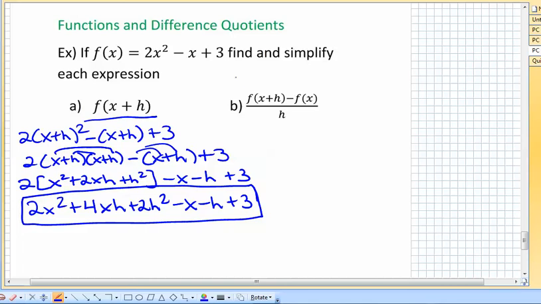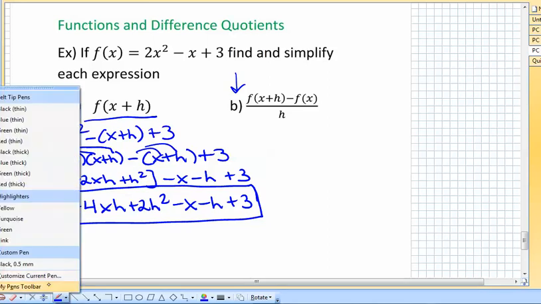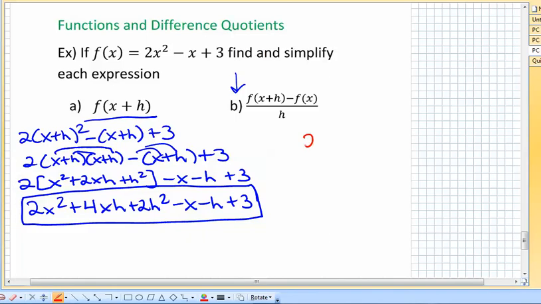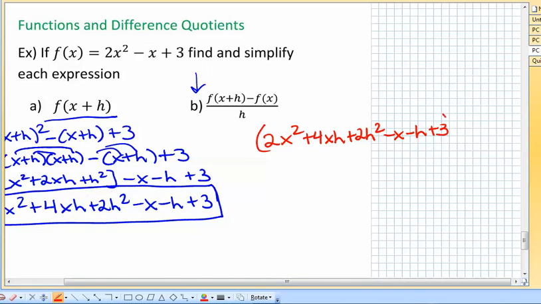So the main thing here is this difference quotient. It's a difference quotient because you subtract and you're dividing. So it says f of x plus h minus f of x. Well, we just found out what f of x plus h is. It's this big long mess here. So we're going to substitute in 2x squared plus 4xh plus 2h squared minus x minus h plus 3. That is f of x plus h right here.